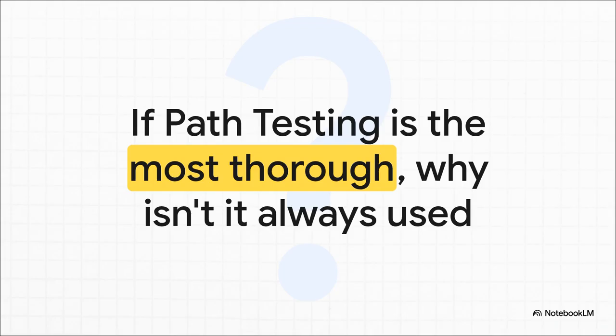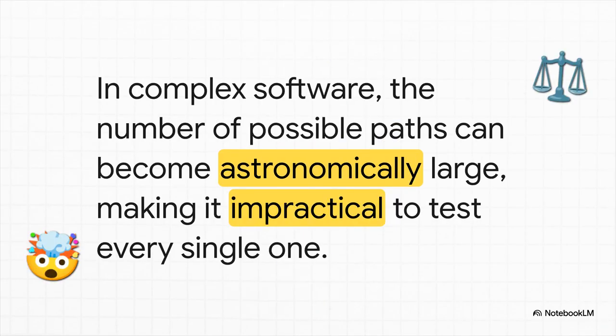Okay, so this brings up a really obvious question, right? If path testing is so clearly the most powerful, the most thorough method we have, why don't we just use it all the time? Why even bother with the other two? And here is the catch. The big but. In that tiny little program we looked at, we had 3 paths. In a real-world piece of software, like a banking app or a video game, the number of decisions is just massive. The number of possible paths can become, well, astronomical. Sometimes, for all practical purposes, it's infinite. Trying to test every single one isn't just hard, it's often flat-out impossible.